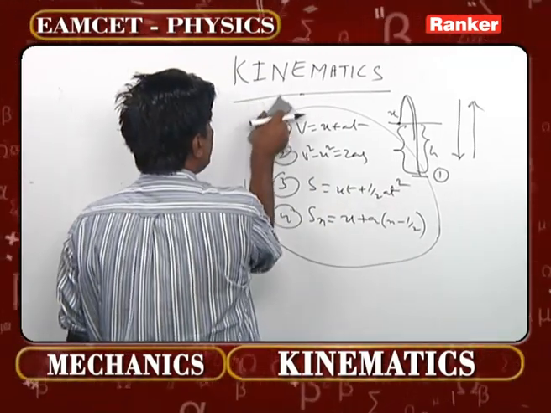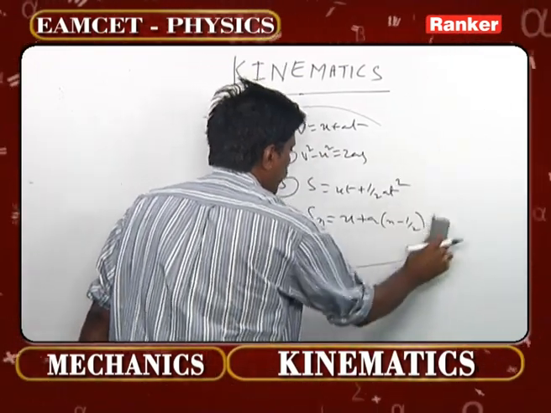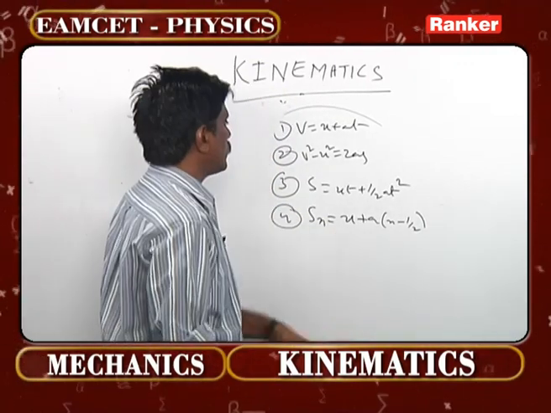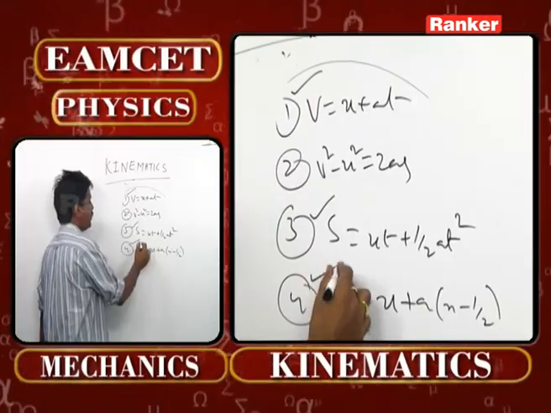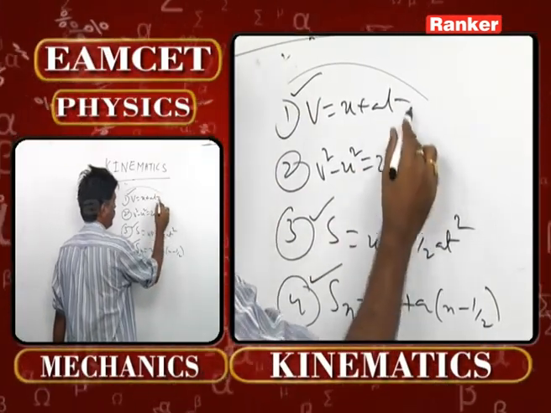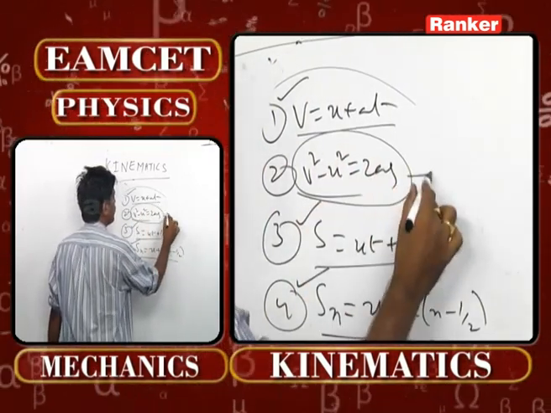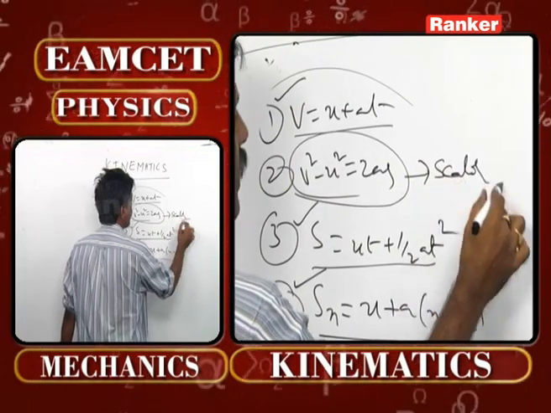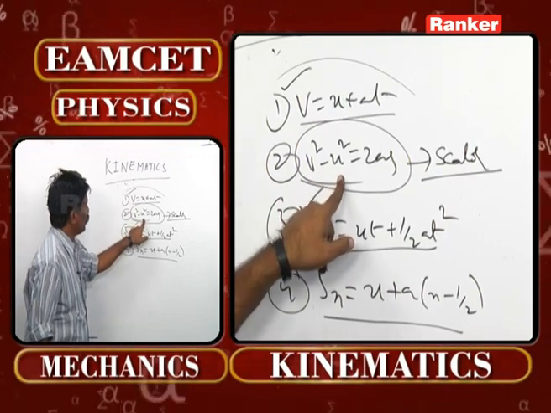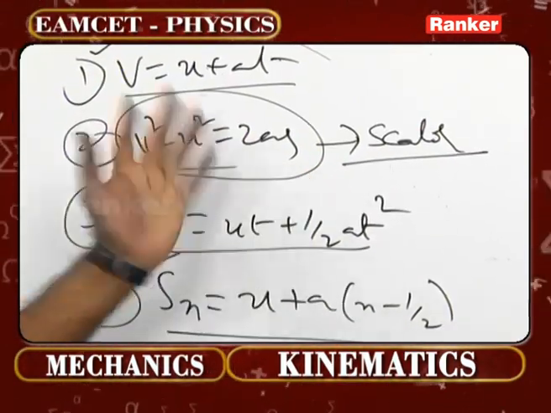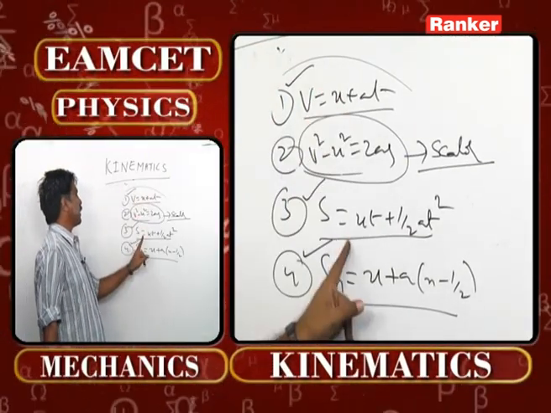Now, in all these equations, remember one more point. These one-dimensional kinematic equations, if you observe, the first one, third one, fourth one are called vector equations. They can be represented in vector form also, whereas this is called a scalar equation. This is the only equation which is a scalar equation, because here v dot v is there, u dot u is there, a dot s is there. Automatically all these quantities will become scalars. So this is called scalar equation. These three are called vector equations.